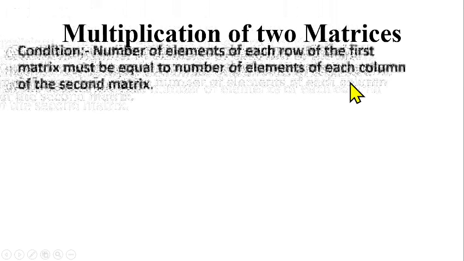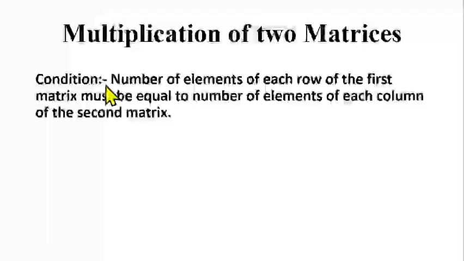So also a condition must be satisfied as well. Before I can multiply two or more matrices, a condition must be met. Just like under addition and subtraction of matrices, before we can add or subtract matrices, there's a condition that we said must be satisfied. Also in multiplication of matrices, there's a condition that must be satisfied before we multiply them out. And what is the condition? The number of elements of each row of the first matrix must be equal to the number of elements of each column of the second matrix.